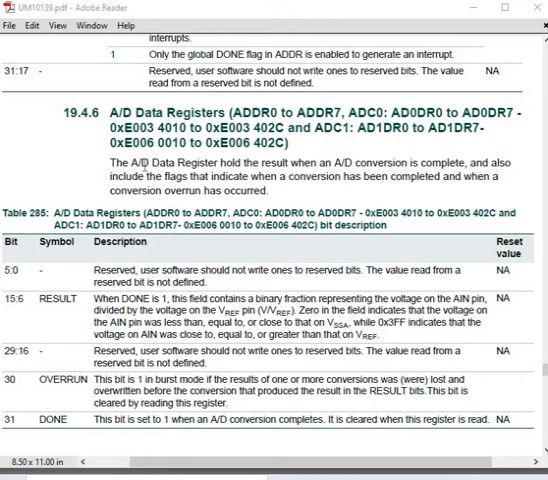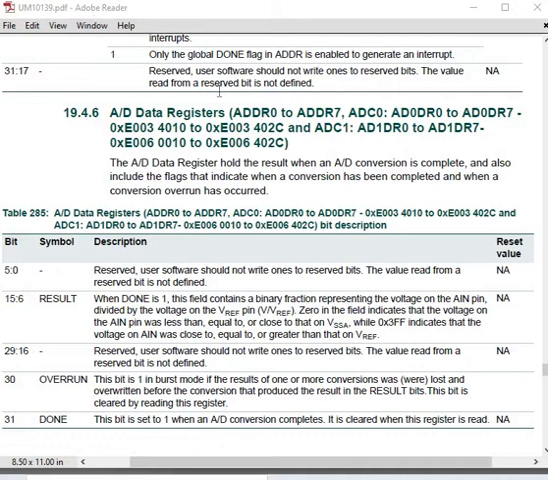Hello students, in this video lecture we are going to discuss the different data registers which are used in the case of the LPC2148. If you see the user manual of the LPC2148 again, every channel has its own dedicated data registers. For example, for the first channel it is ADDR0, then ADDR1, like this.